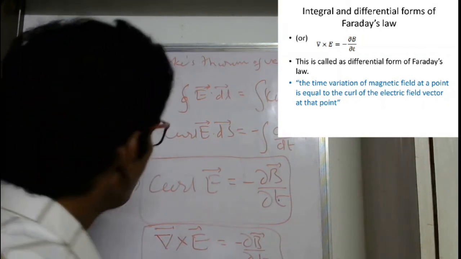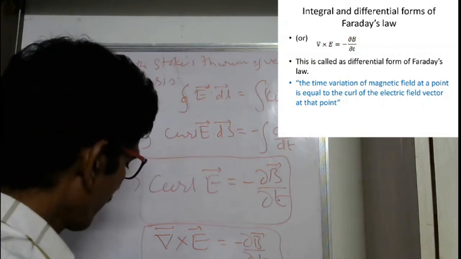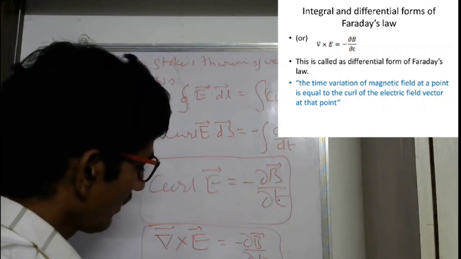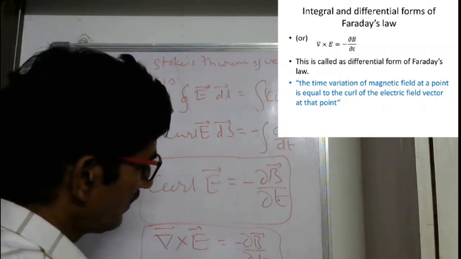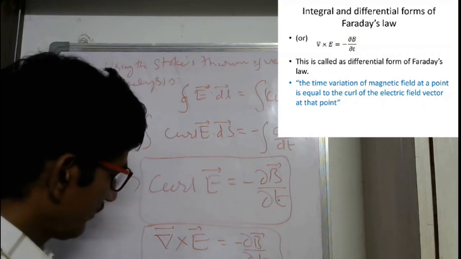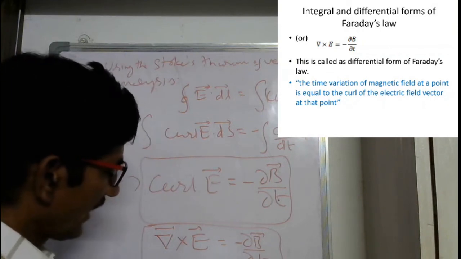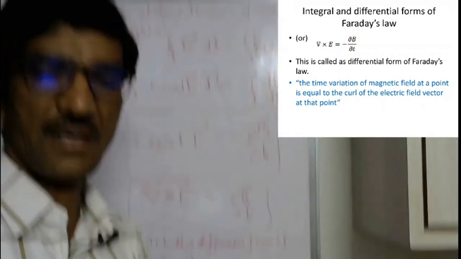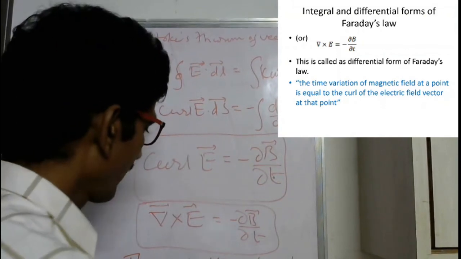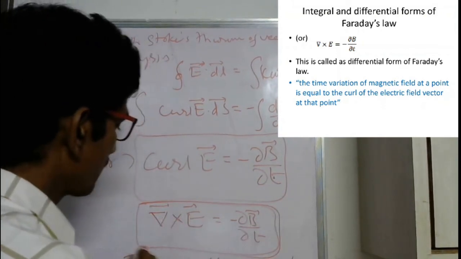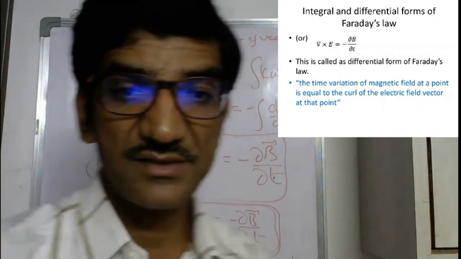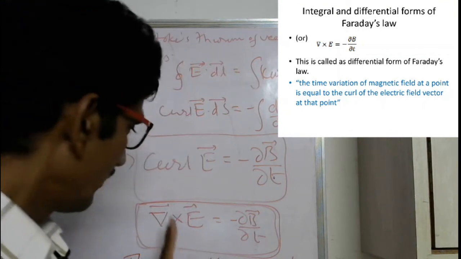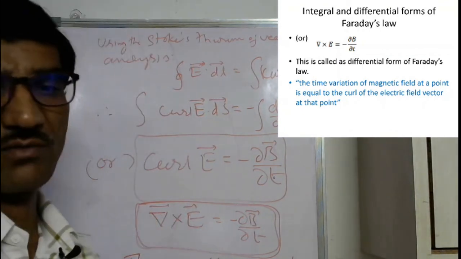This is called the differential form of Faraday's law. Del cross E is equal to minus dou B by dou t. In fact, this is one of Maxwell's equations. This is the differential form of Faraday's law.